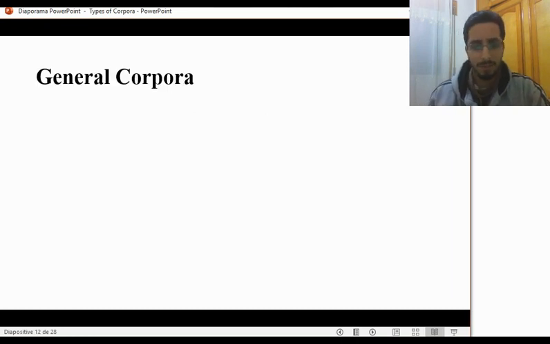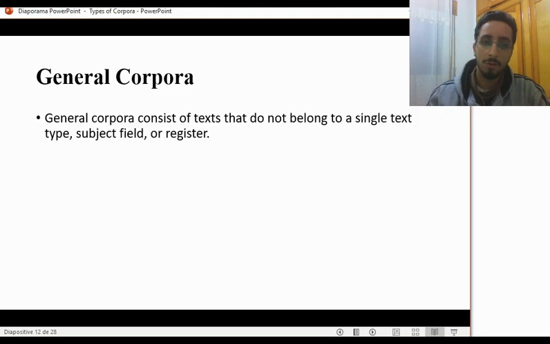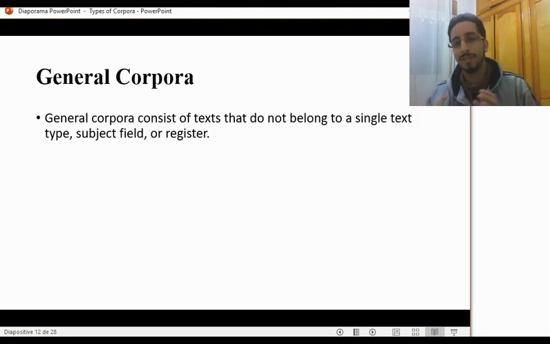Now let's talk about general corpora. These are really very famous and very common. General corpora are basically corpora that consist of texts that do not belong to a single text type, subject field, register, domain, genre, etc. So general corpora basically reflect how language is used generally across different subject fields, different registers, and different contexts.